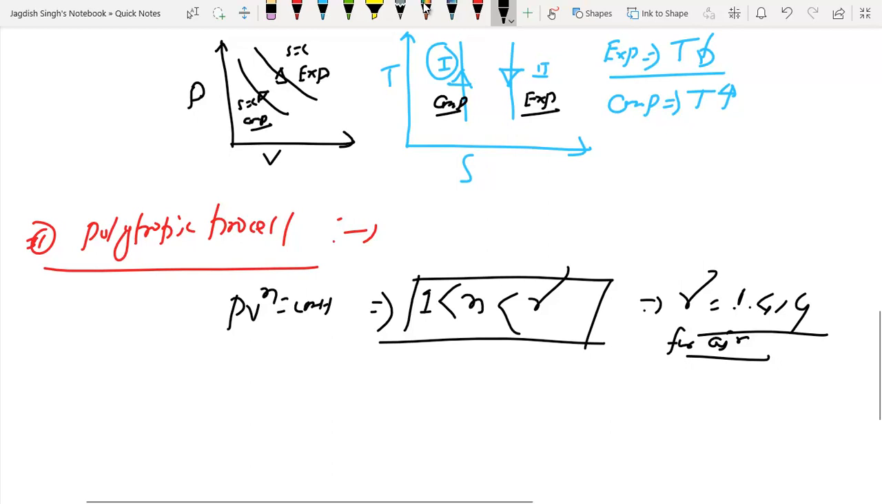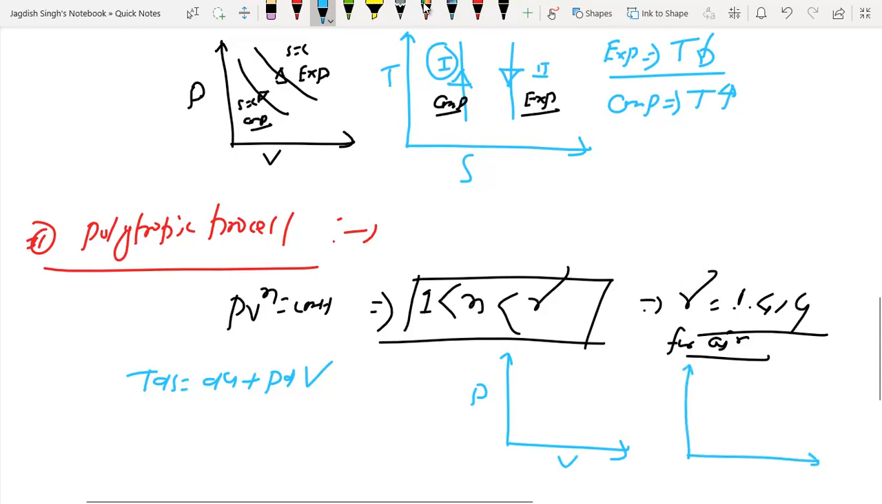In this condition, we know that TdS is equal to dU plus PdV. Let us suppose this is the situation. This one is the PV plot. This one is the TS plot. Let us suppose this is PV raised to n is equal to constant. So in this condition, what we'll observe here is TdS is equal to dU plus PdV.